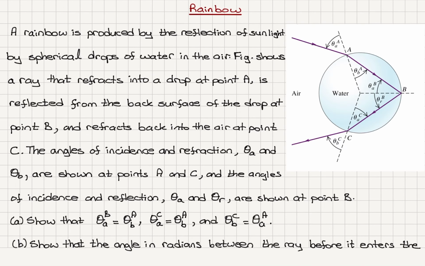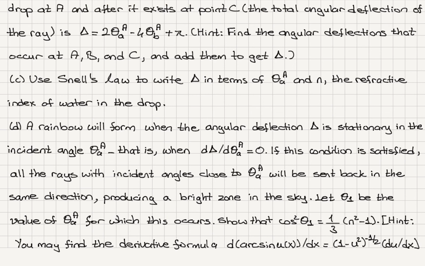Part B, show that the angle in radians between the ray before it enters the drop at A and after it exits at point C, the total angular deflection of the ray, is delta equal to twice the angle of incidence at point A minus 4 times the angle of refraction at point A plus pi. There is a hint, find the angular deflections that occur at these 3 points, A, B, and C, and add them up to get the total angular deflection.